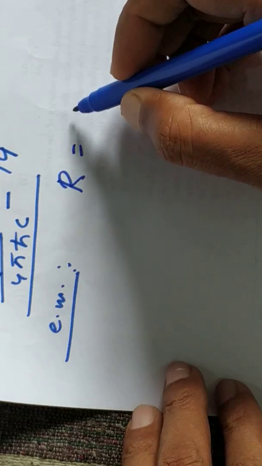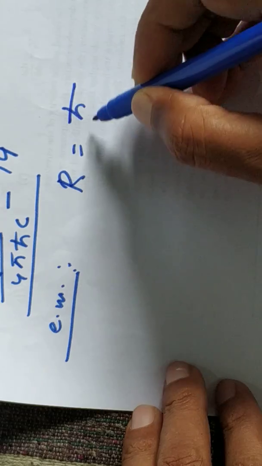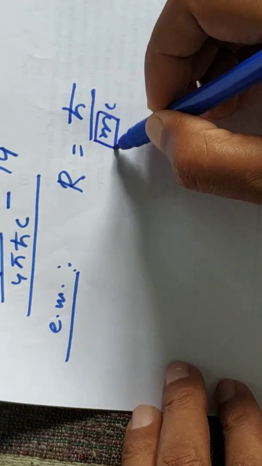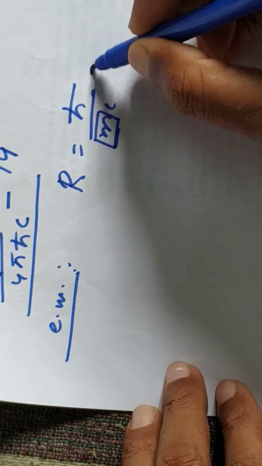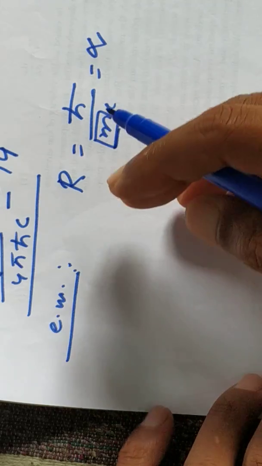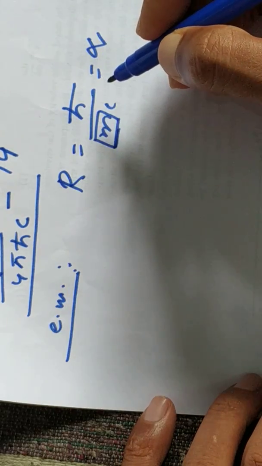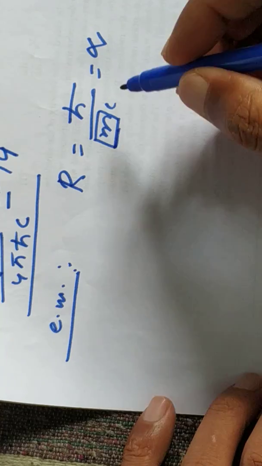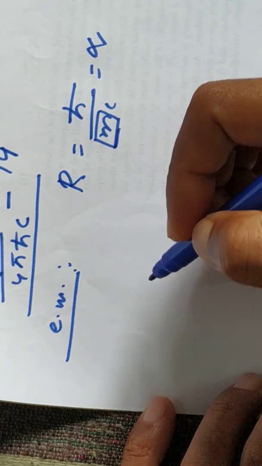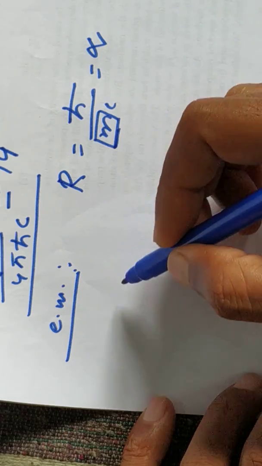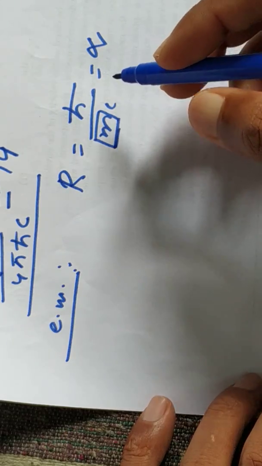So the range is equal to h cut by m c, and since the rest mass of the exchange particle photon is zero, the range of electromagnetic interaction is infinite. The range of the electromagnetic interaction is infinity.